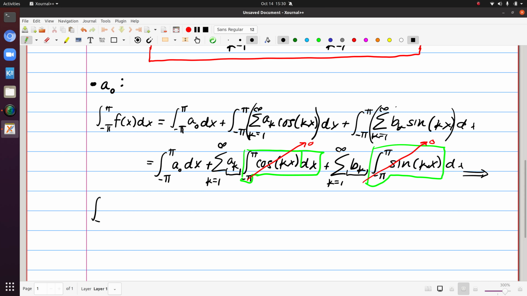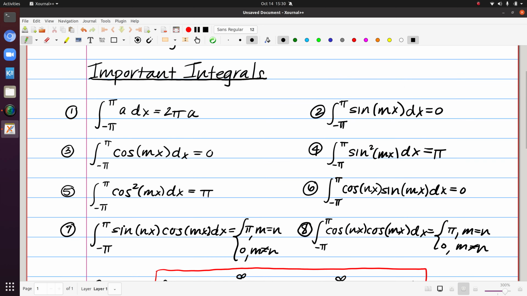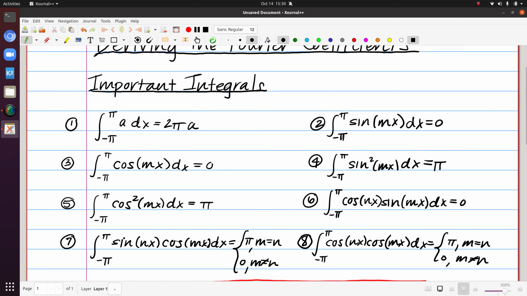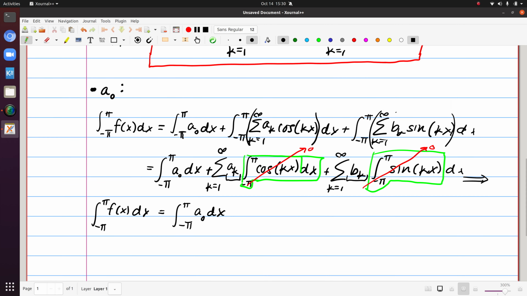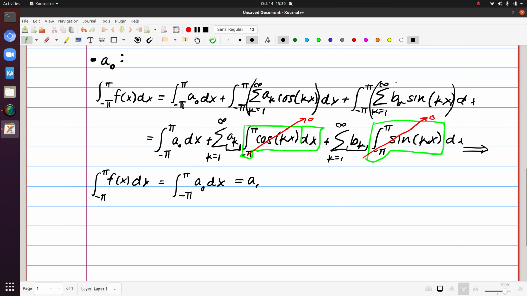So we have that the integral from minus pi to pi of f of x must equal the only thing that's left on the right-hand side, the integral from minus pi to pi of a constant. And of course, we don't really need integral number 1 to tell us this. Think of this as just the area of a rectangle whose height is a sub 0 and width is pi minus negative pi, or 2 pi. So if we're equating these two things, if I divide both sides by 2 pi, I'm going to get the formula for a sub 0.